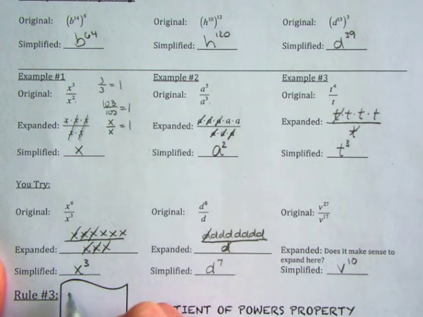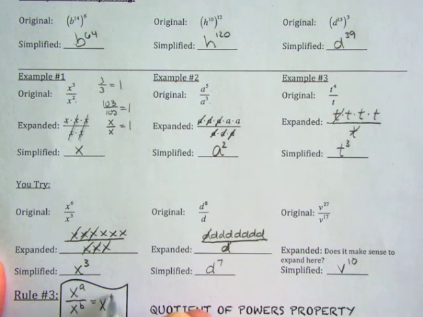So our quotient rule is x to the a divided by x to the b comes out to be x to the a minus b.